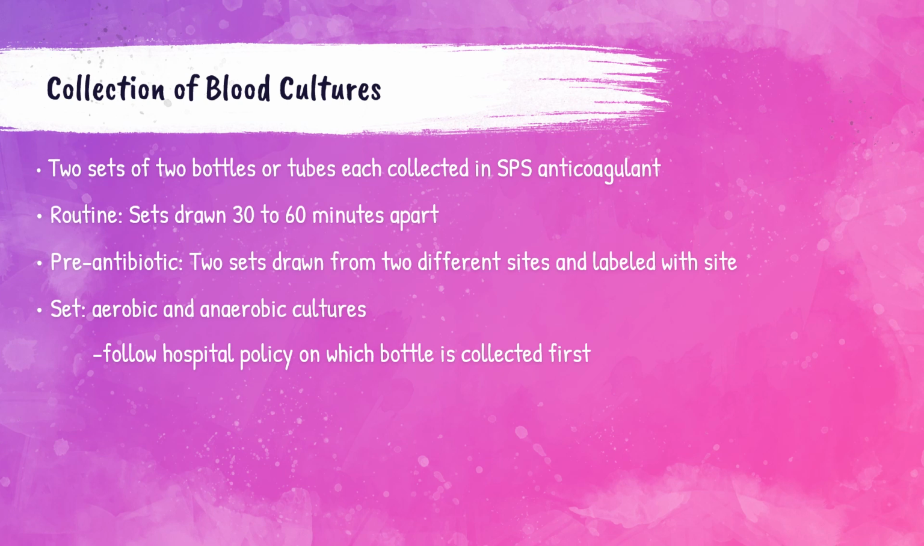Each set needs to be collected between 30 and 60 minutes apart and in separate draw locations, so usually 1 on each arm. And must be collected before the patient is given any antibiotics to prevent false negatives. So phlebotomists need to follow the policy on which bottle is drawn first with the type of equipment they are using.